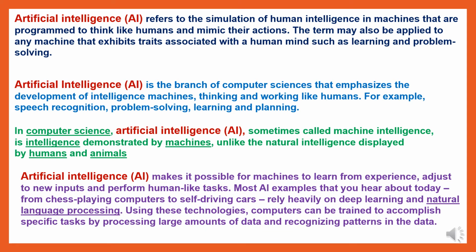Artificial intelligence is defined in different ways. Artificial intelligence refers to the simulation of human intelligence in machines that are programmed to think like humans and mimic their actions. The term may also be applied to any machine that exhibits traits associated with a human mind, such as learning and problem solving.